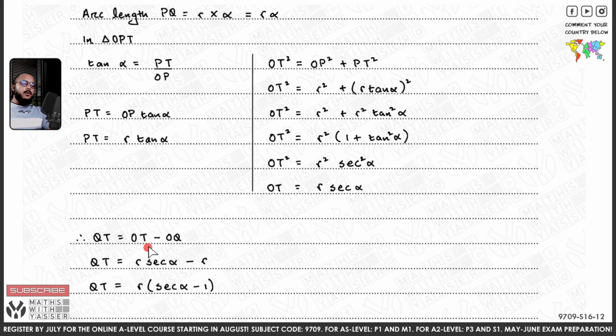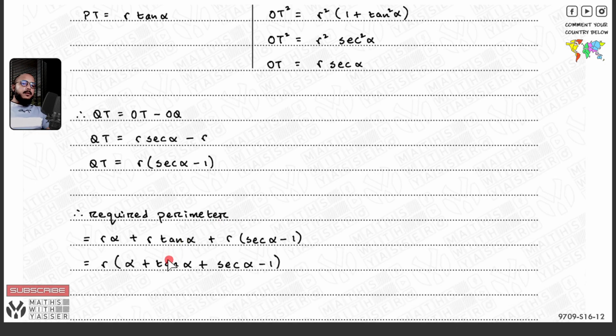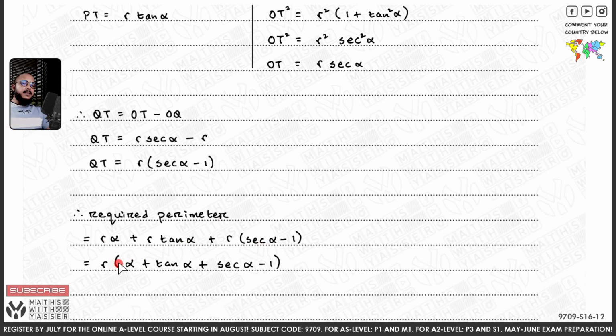QT is equal to OT minus OQ. So QT is equal to R sec alpha minus R, which is the radius. So QT is equal to R within brackets sec alpha minus 1. So the required perimeter, which is R alpha, which was the arc length, plus R tan alpha plus R sec alpha minus 1. We can take R common and make this sec alpha minus 1. So from this, we can again take R common and this becomes R times alpha plus tan alpha plus sec alpha minus 1.